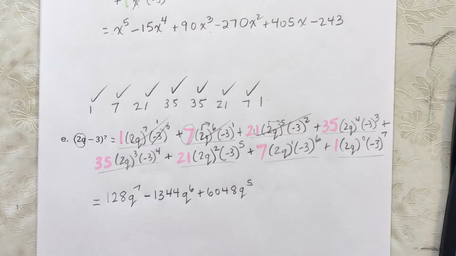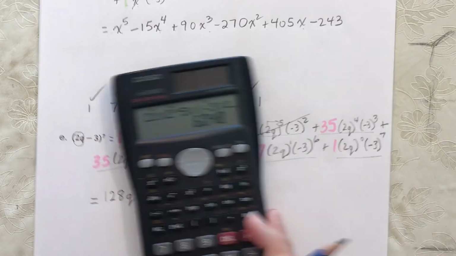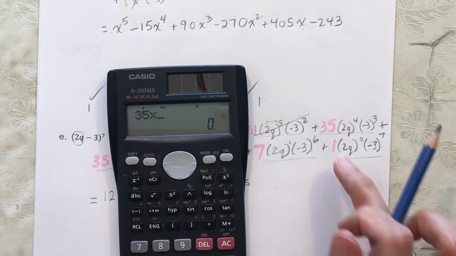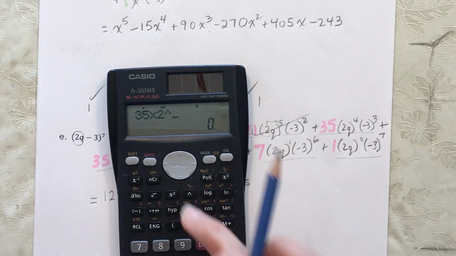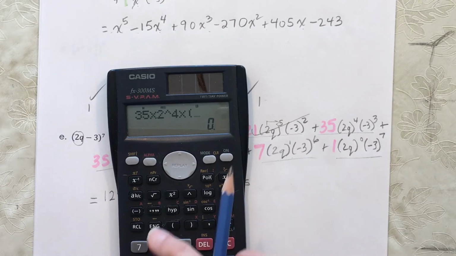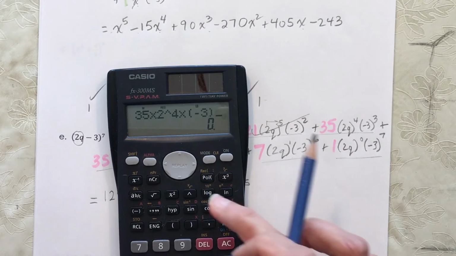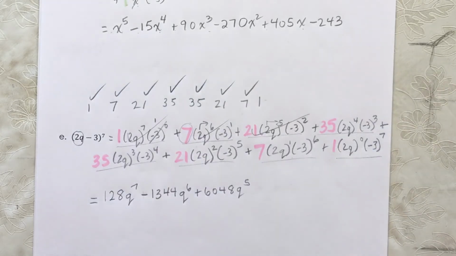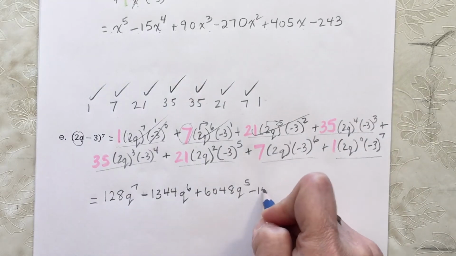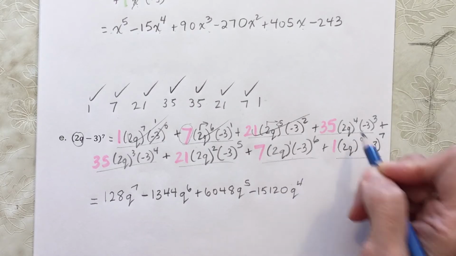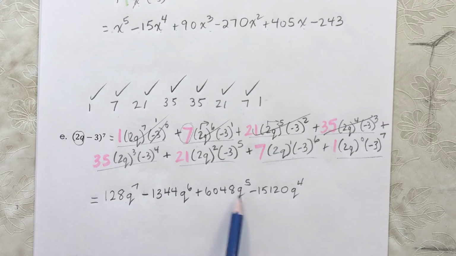My first 3 terms done. Next coefficient I'm going to get is going to be got by doing 35 times 2 to the 4th times negative 3 in brackets to the 3rd. So that's negative 15,120 q to the 4th. Notice the q is going down by 1 each time in this case.